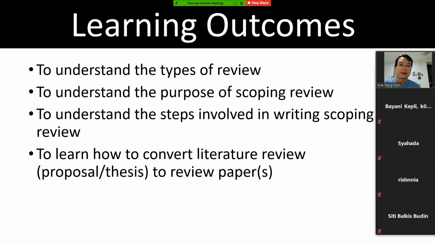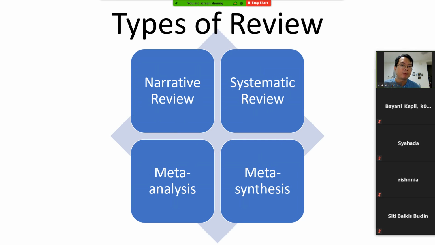So I think we'll just move on to the first learning outcome, whereby we'll learn what the types of review are. These are the four very basic types of review: narrative review, systematic review, meta-analysis, and meta-synthesis. You'll be wondering why scoping review is not here, but I'll explain to you later.